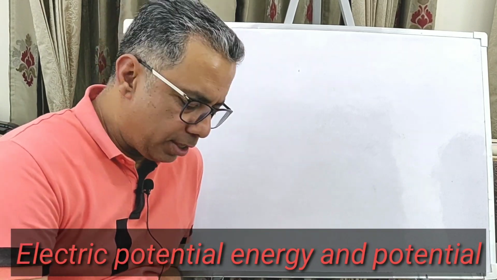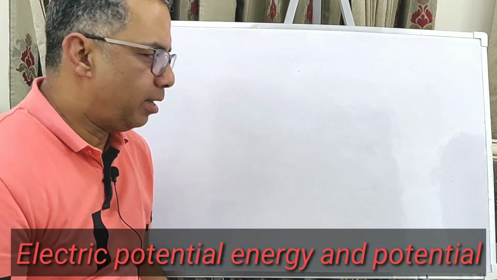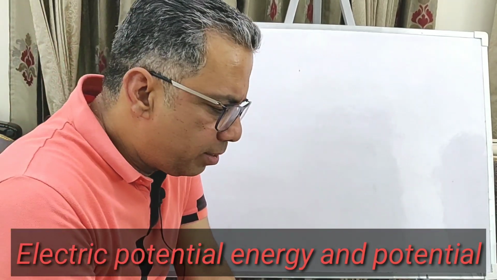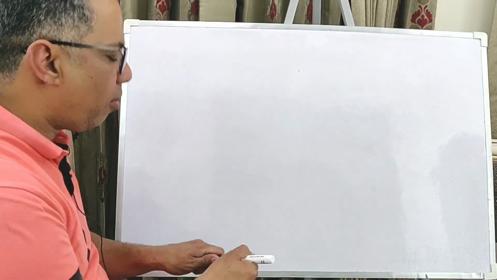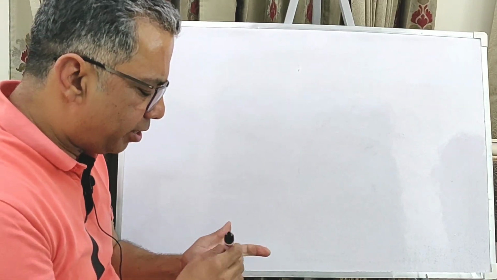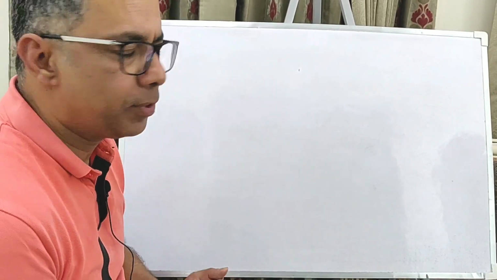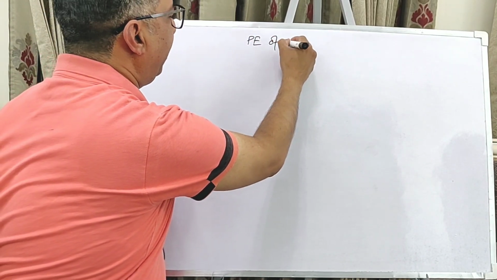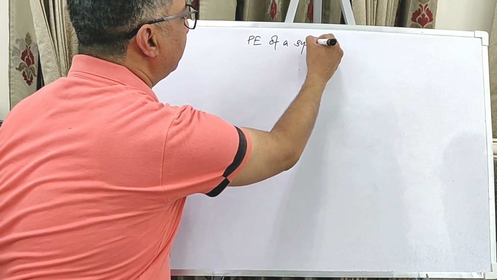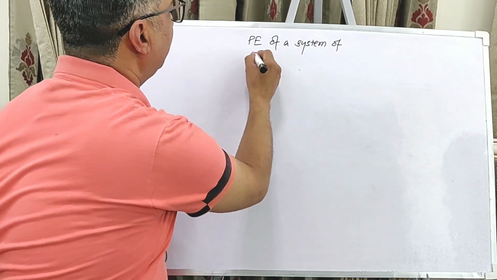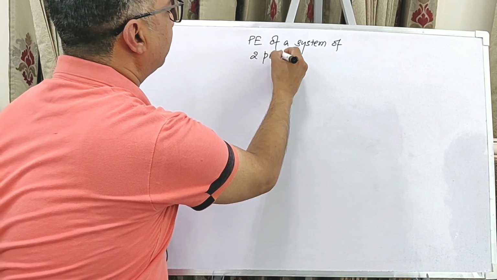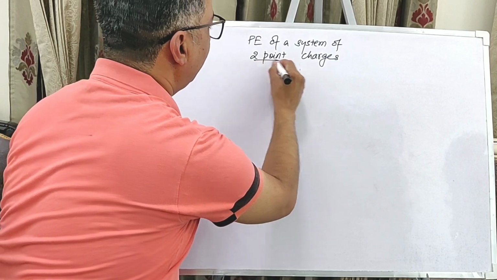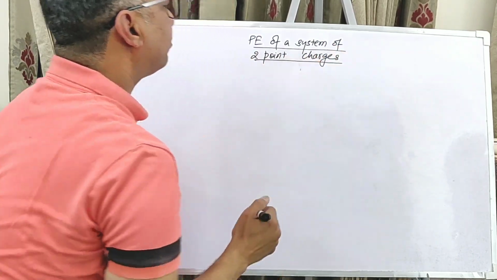We are going to discuss electric potential and potential energy today. And what we will start with is the concept of potential energy of a system of 2-point charges. So, potential energy of a system of 2-point charges. This is what we are starting with.